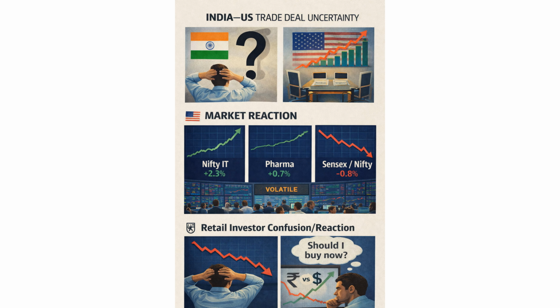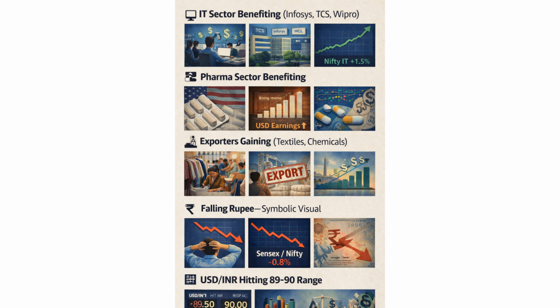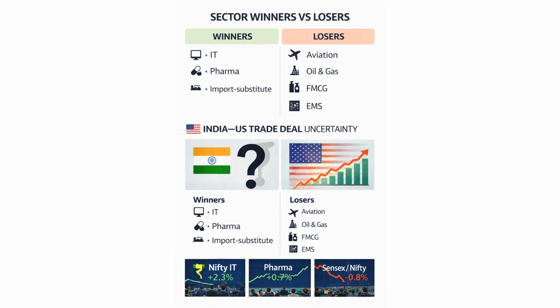Market reaction: selective strength and broad caution. The equity market's response to the rupee's decline has been telling. There has been no panic, but also no complacency. Sectoral indices moved in different directions, reflecting a rational repricing of risk rather than indiscriminate selling or buying.